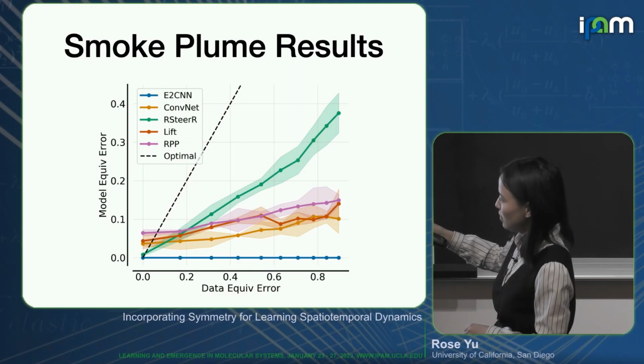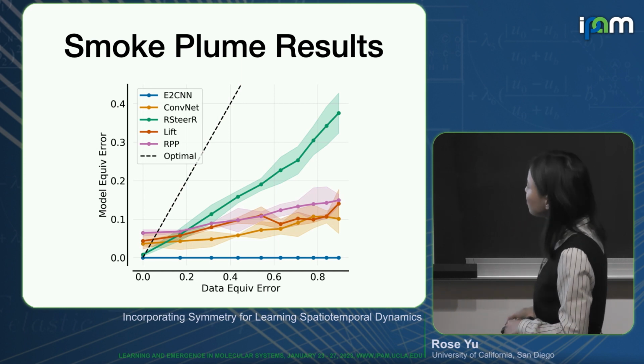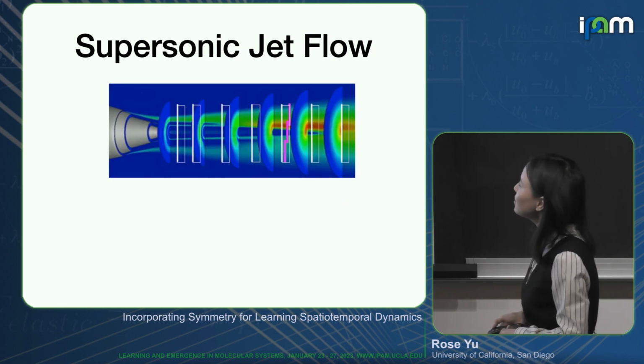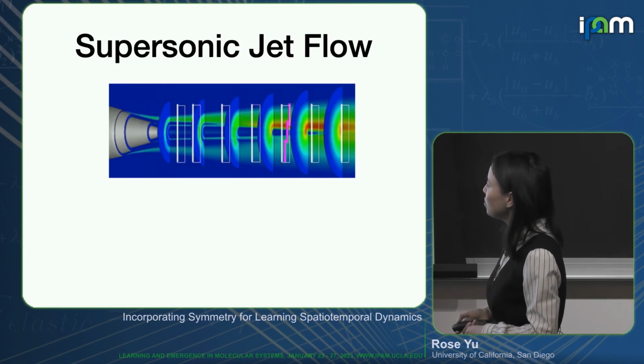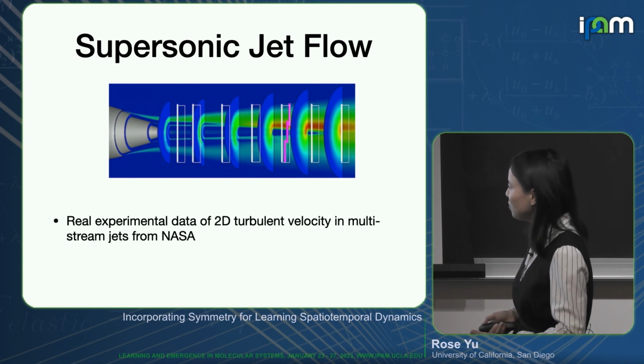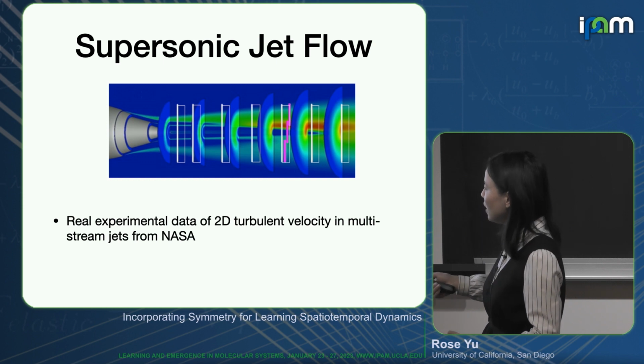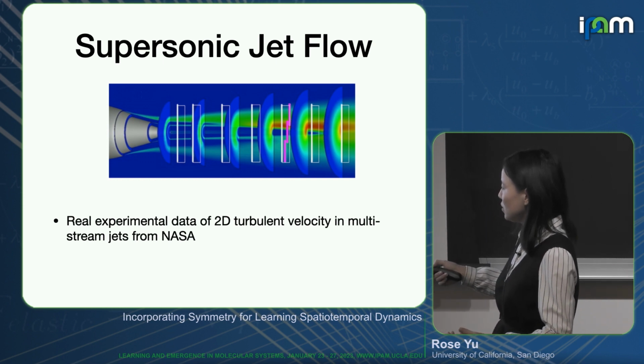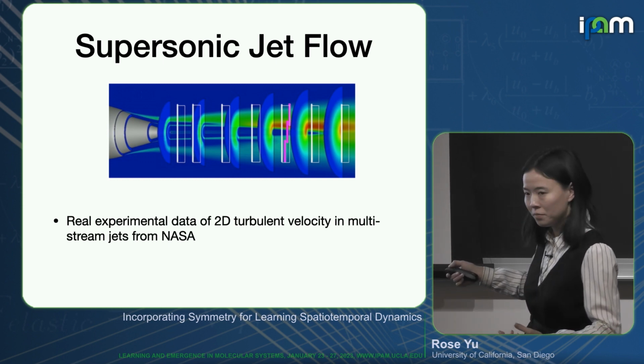I think there are some nuances in how we solve the equation, so it's not like matching this optimal line. Okay. Then this is the result that I mentioned, where we apply this to real-world turbulence of supersonic jet flow. The data we got from NASA is now open sourced. It's a 2D turbulent velocity field.